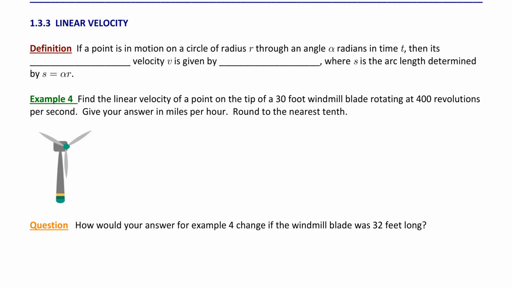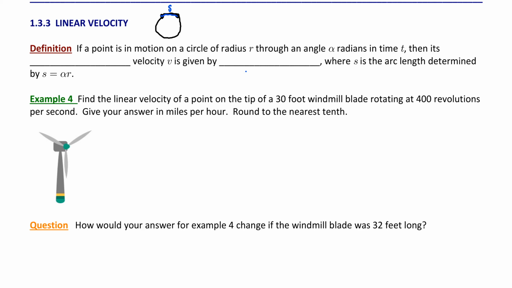To calculate the linear velocity of an object in motion around a circle, we need to recognize that the distance traversed by that object is an arc of the circle. Understanding that linear velocity is the change in distance divided by time, the length of that arc will determine the linear velocity. Recall previously we labeled the arc S.